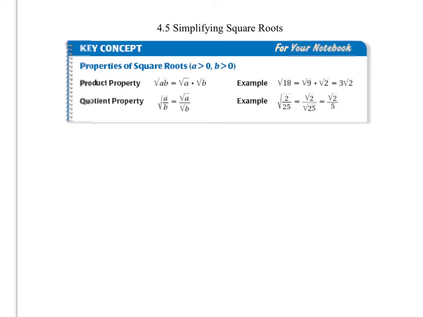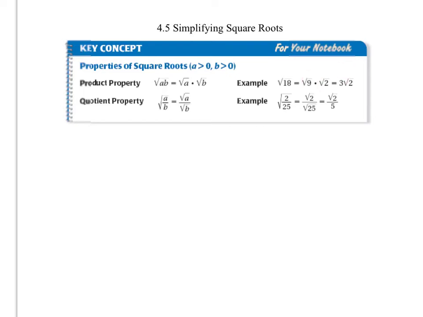Now there are some general rules that you need to know. The product property: you just need to know that the square root of a times b is equal to the square root of a times the square root of b. And that rule also works in reverse. So an example of that, the square root of 18 is equal to the square root of 9 times the square root of 2. And the reason we'd want to do that is because the square root of 9 is a perfect square. So the square root of 9 is 3, so we're able to break it down.